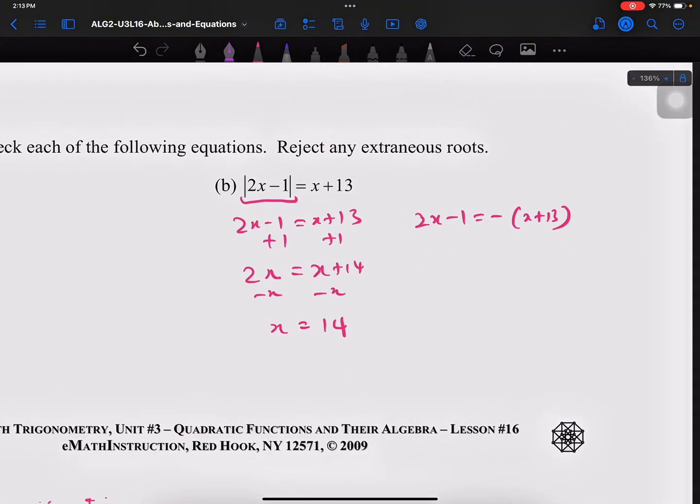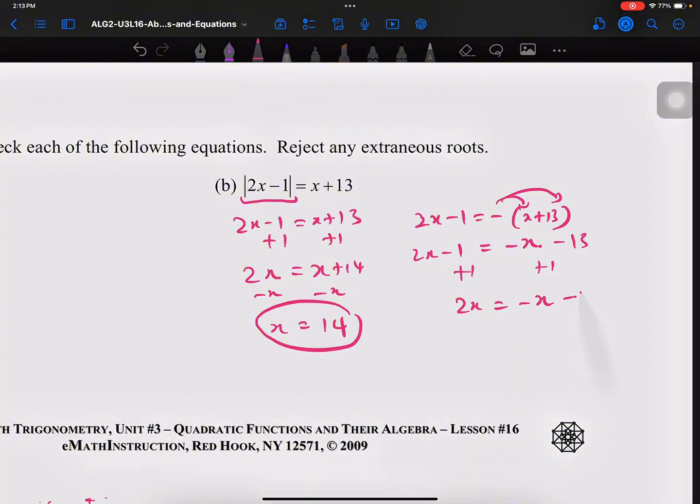For B, you will be doing the same steps. So first you get x equals 14, right? So check the next value. So now expand. It will be minus x minus 13 equal to 2x minus 1. Then plus 1 both sides. It gives you 2x equal minus x minus 12. Then plus x both sides. It gives you 3x equal minus 12. And then x is minus 12 divided by 3. x is minus 4. So you have two values: one is minus 4 and one is 14.